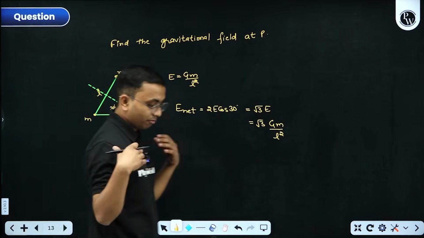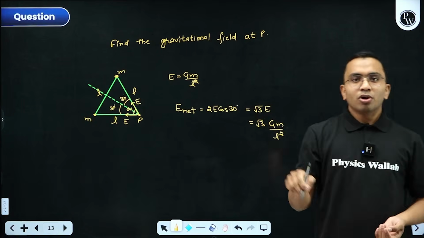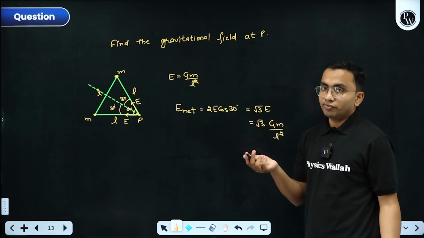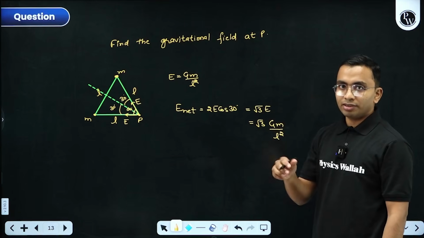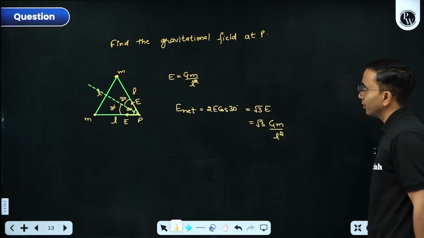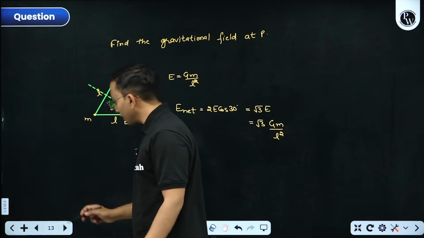There can be some multiple masses kept on the corner of a rectangle and then you may need to find the resultant field at the center or maybe at a particular point. Okay, so different cases can be there.